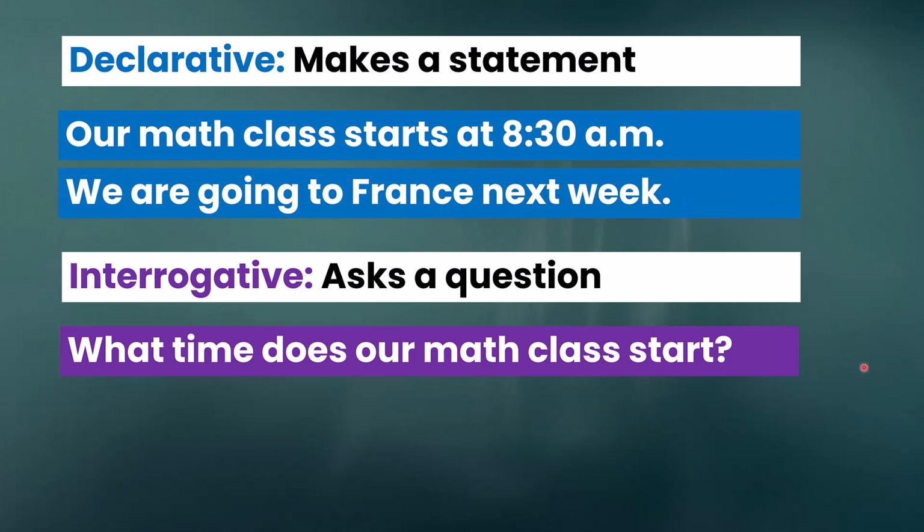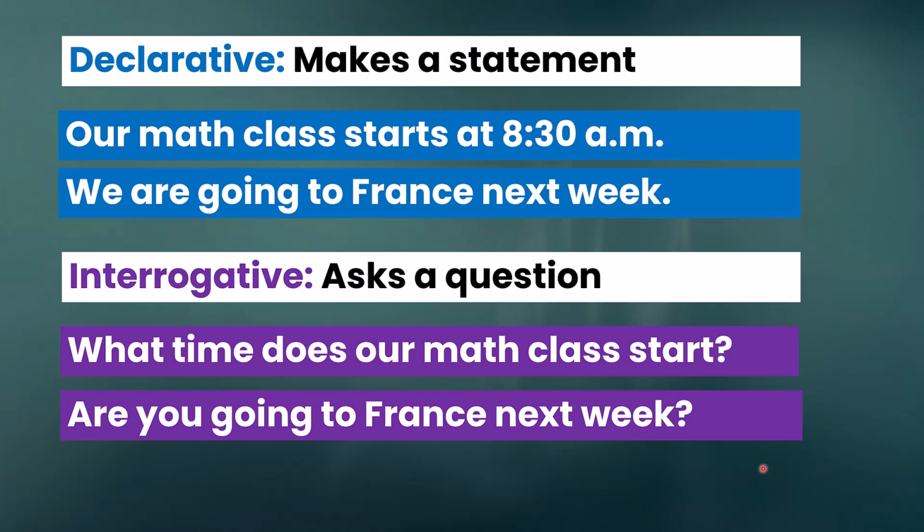Here's another example. We are going to France next week. Again, this is a declarative sentence, it's a statement, it's a fact. Here's another example of an interrogative sentence. Are you going to France next week? Once again, this is a question, and it ends with a question mark.